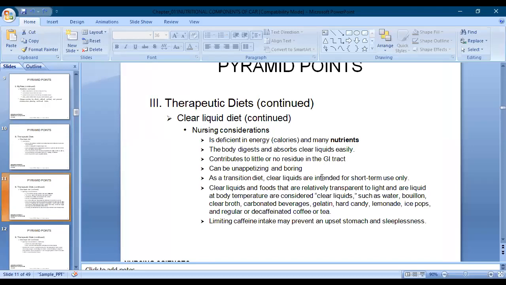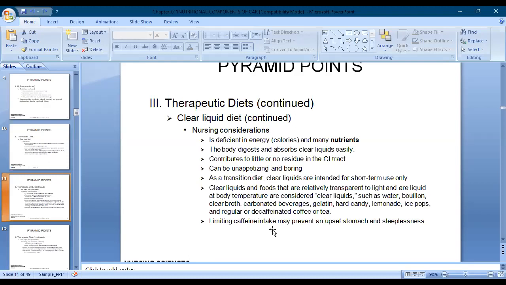Clear liquids are intended for short-term use only, right? They are transparent, and caffeine intake is limited. So I told you the clear liquids are transparent. They are liquid at room temperature. And we use clear liquid for GI preparation, for transition time, and in special conditions.